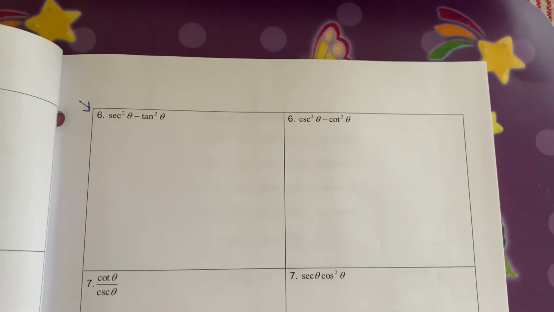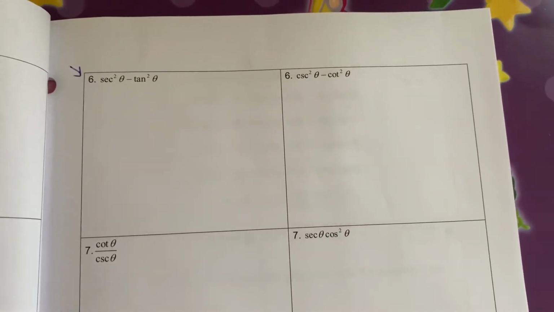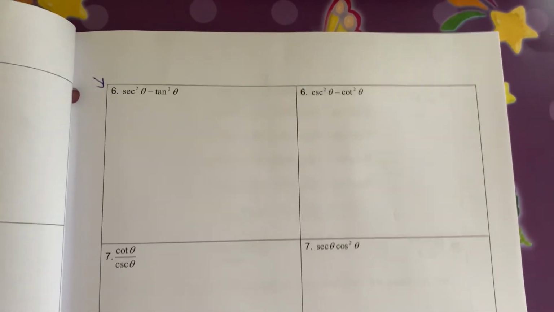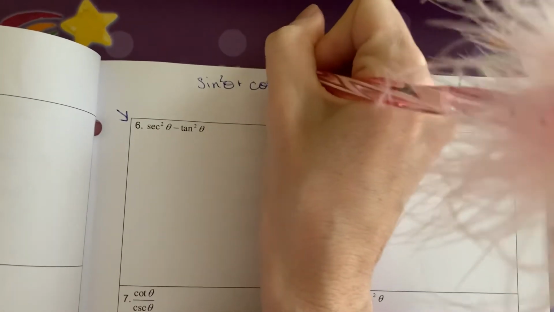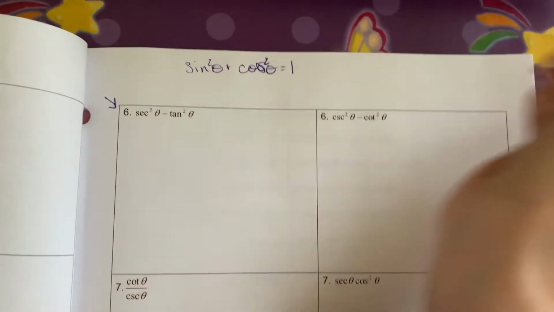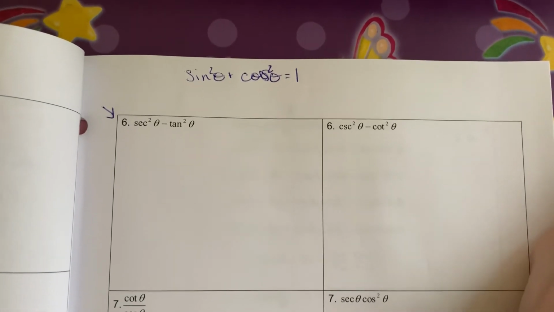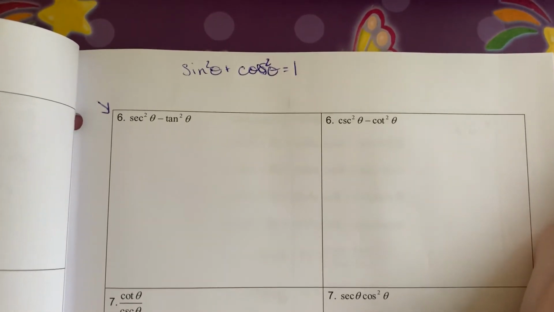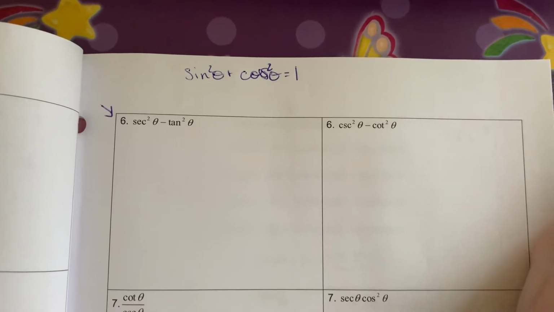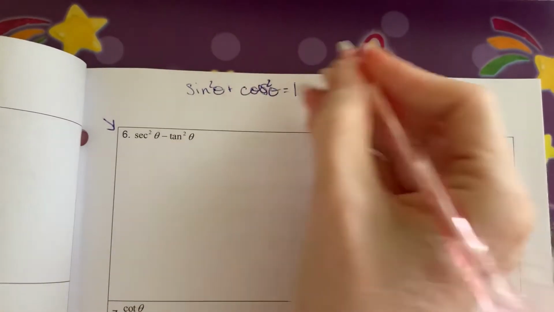Now, I want to talk about these up here, because I want you to think about what you have to memorize, and not memorize, but truly know and understand, versus what we can get from it. So we know sine squared plus cosine squared equals 1. We've got that coming from the unit circle, right? Now the other two, I just want you to look at them.